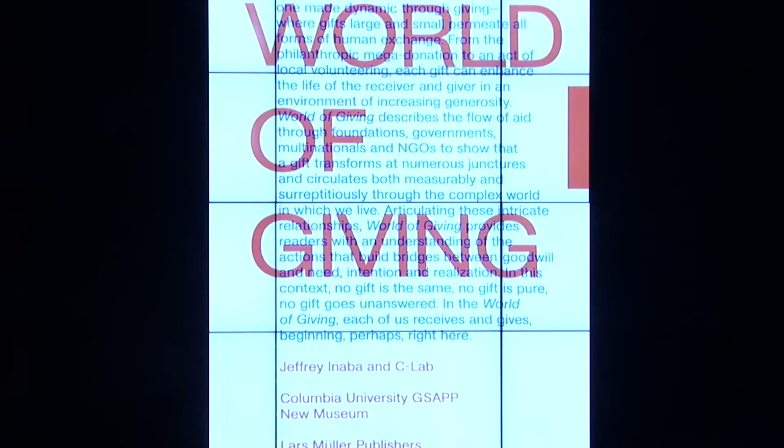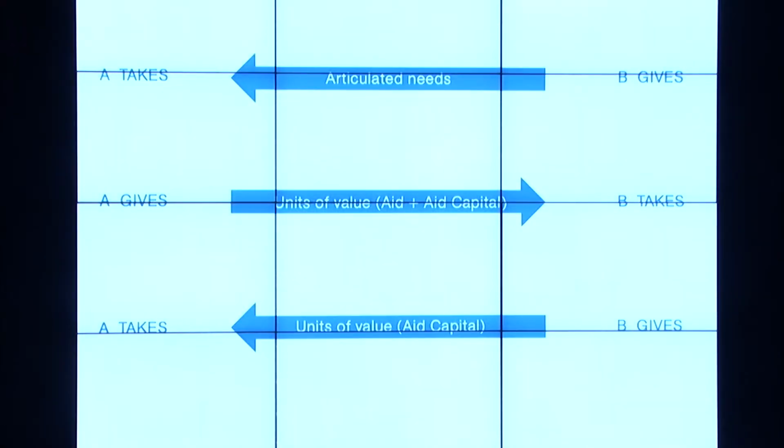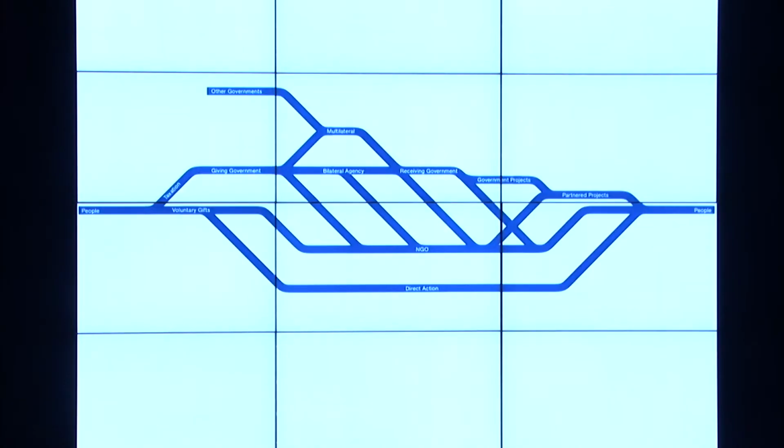With the book, next image please, we looked at very simple things like the reasons why individuals give to one another, but also the dynamics of exchange between NGOs, nations, multinationals, in terms of giving aid from one place to another, and the information back to the giver that results from giving. Next image, please.